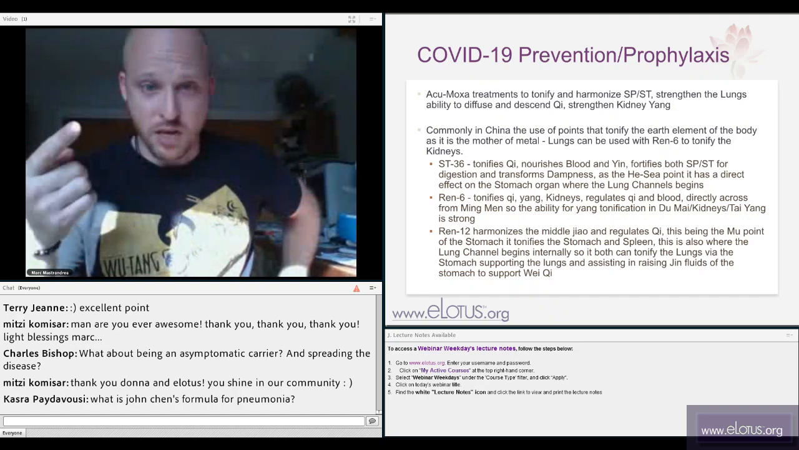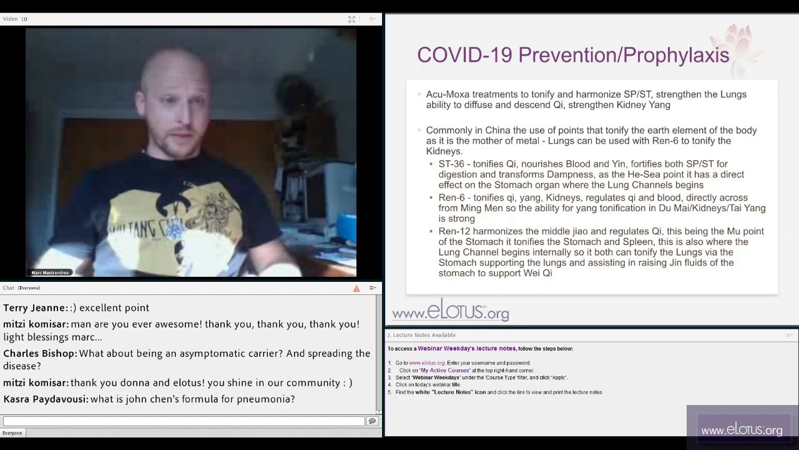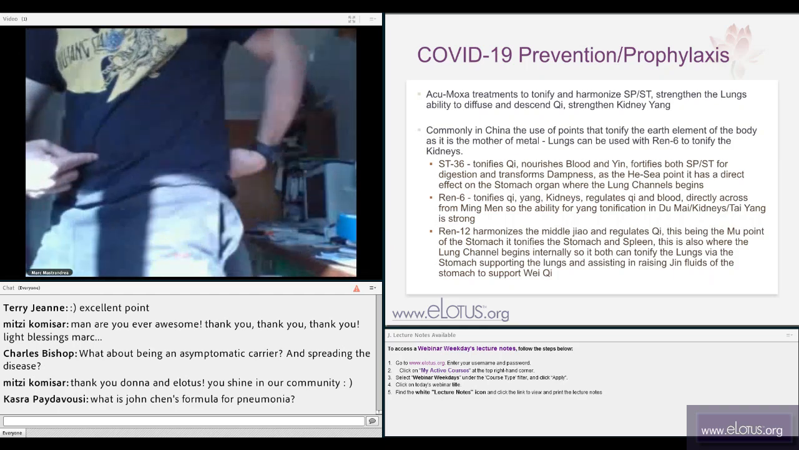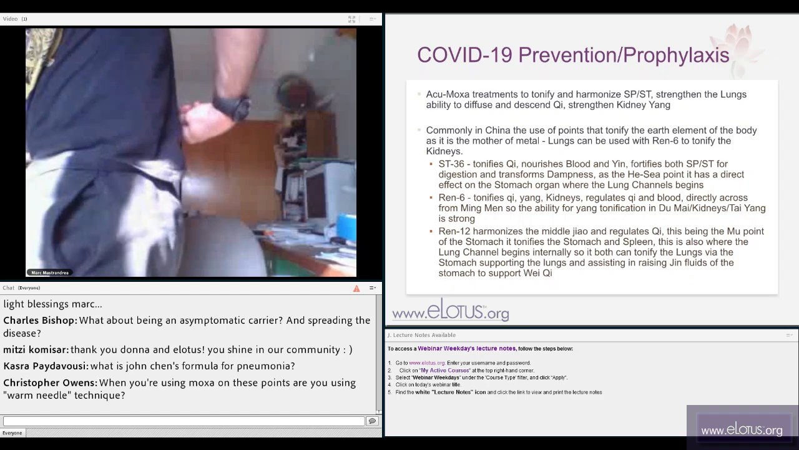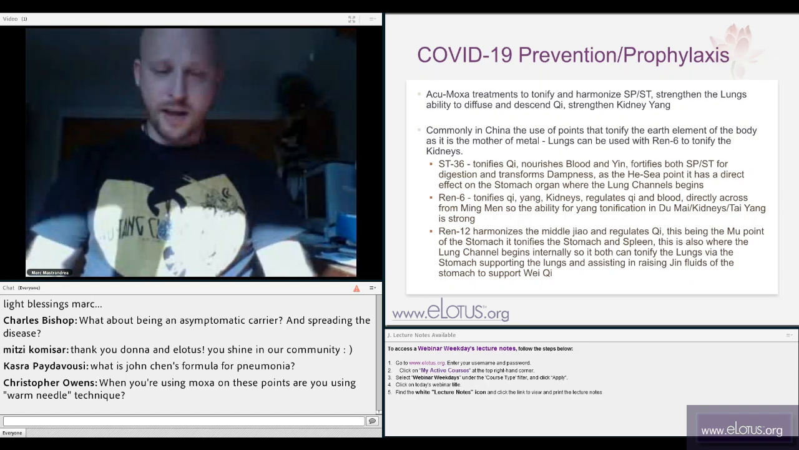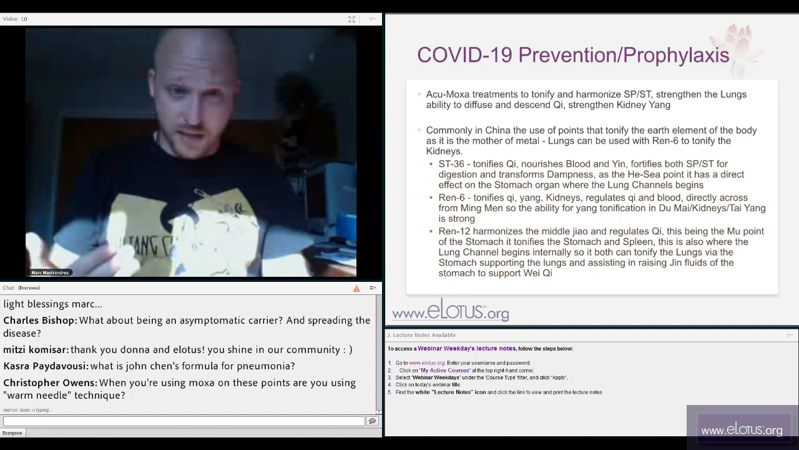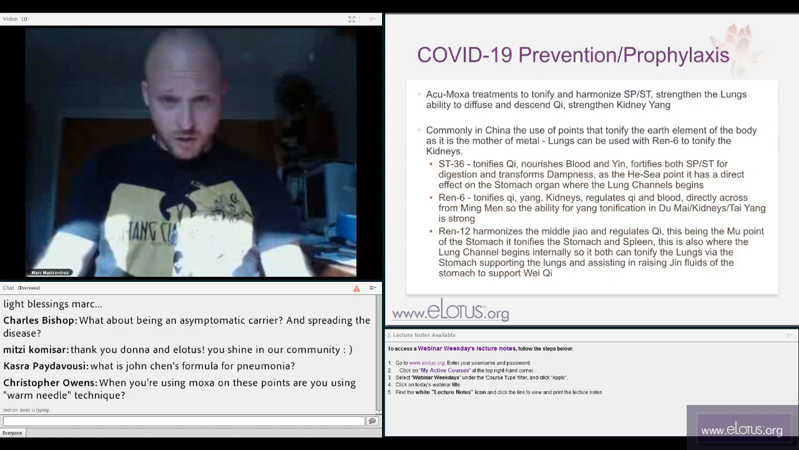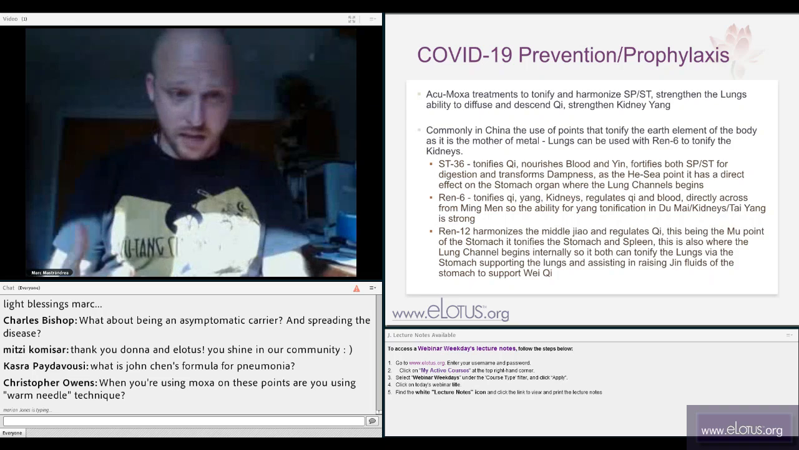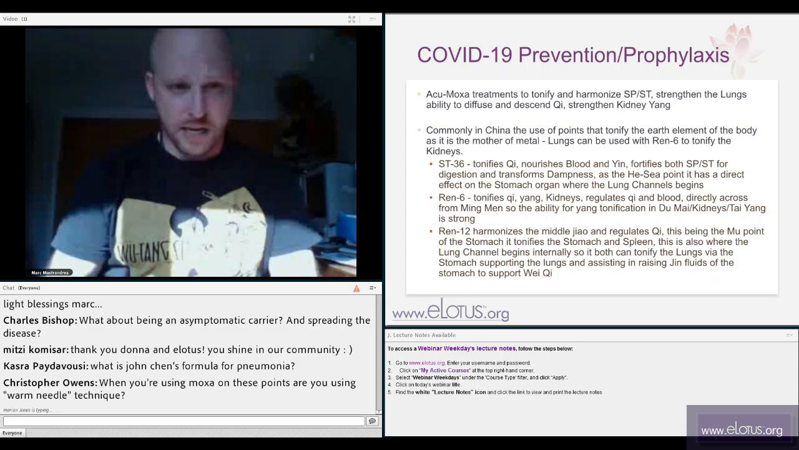Ren 6 tonifies the qi, the yang, the kidneys, and regulates qi and blood. Think about this: what's here at the navel? The navel's here, and Ren 6 is here. What's directly in back of it? Mingmen. So you're going to have a direct connection back to the kidneys. Not just because this point strengthens the kidneys, but think about why it strengthens the kidneys, because it moves right through. It's going to help strengthen Dumai, the kidneys, Taiyang. We're going to talk about how we do this technique in a bit.